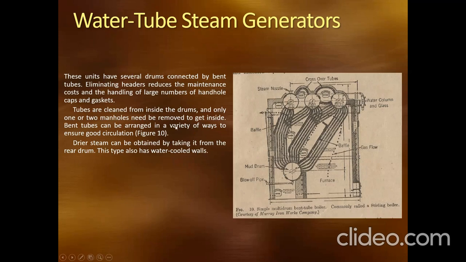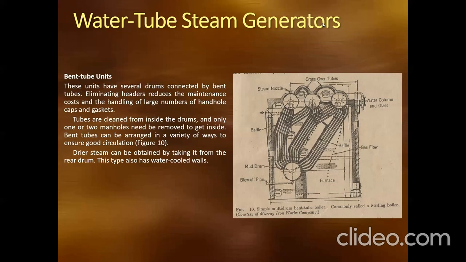This type also has water-cooled walls. Water-cooled walls, doon kayo mag-check sa design ng furnace. So, this is ano pala, bent tube units na wala yung title sa taas. Okay? Yan, mga bent tube. Kung nasa power plant kayo.